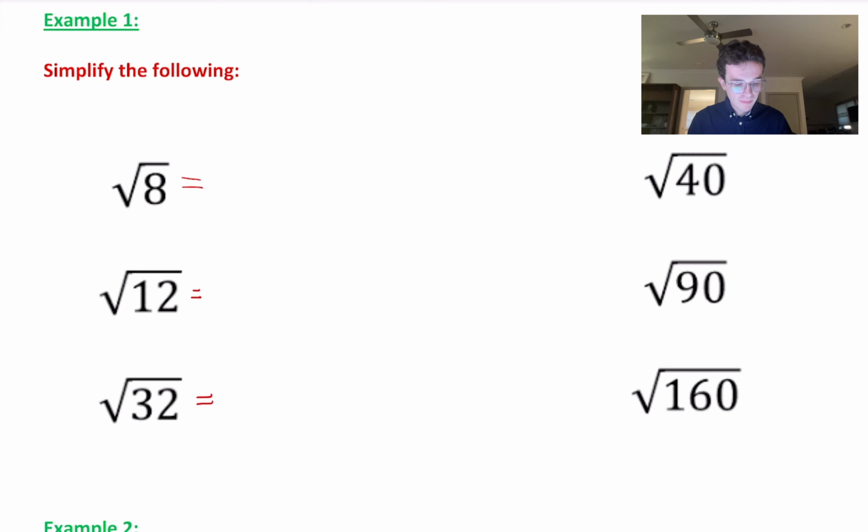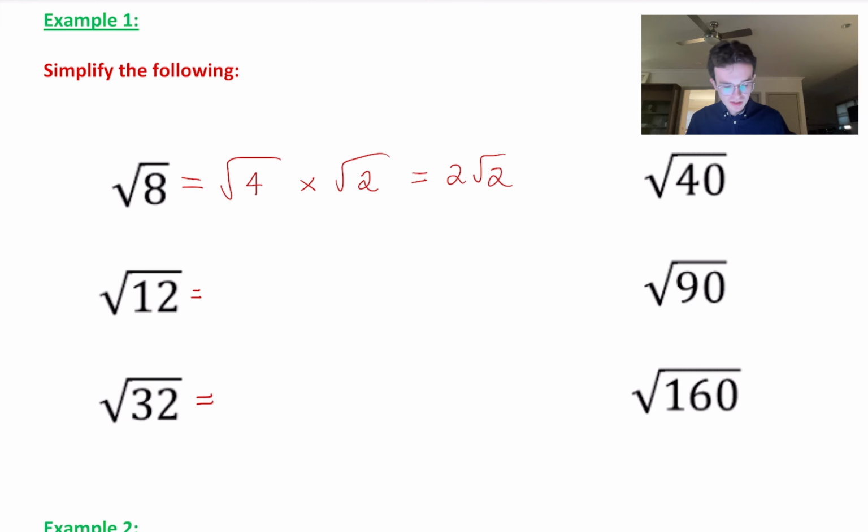We have to look at our number and think, is there a square number that goes into 8, for example? And in fact, there is. We're going to say that this is the square root of 4 times the square root of 2. That's because 4 times 2 is 8, and since 4 is a square number, the square root of 4 is 2, so it's 2 times root 2. So the process of simplifying surds is asking, is there a square number that goes into my surd? If so, how can I simplify it?